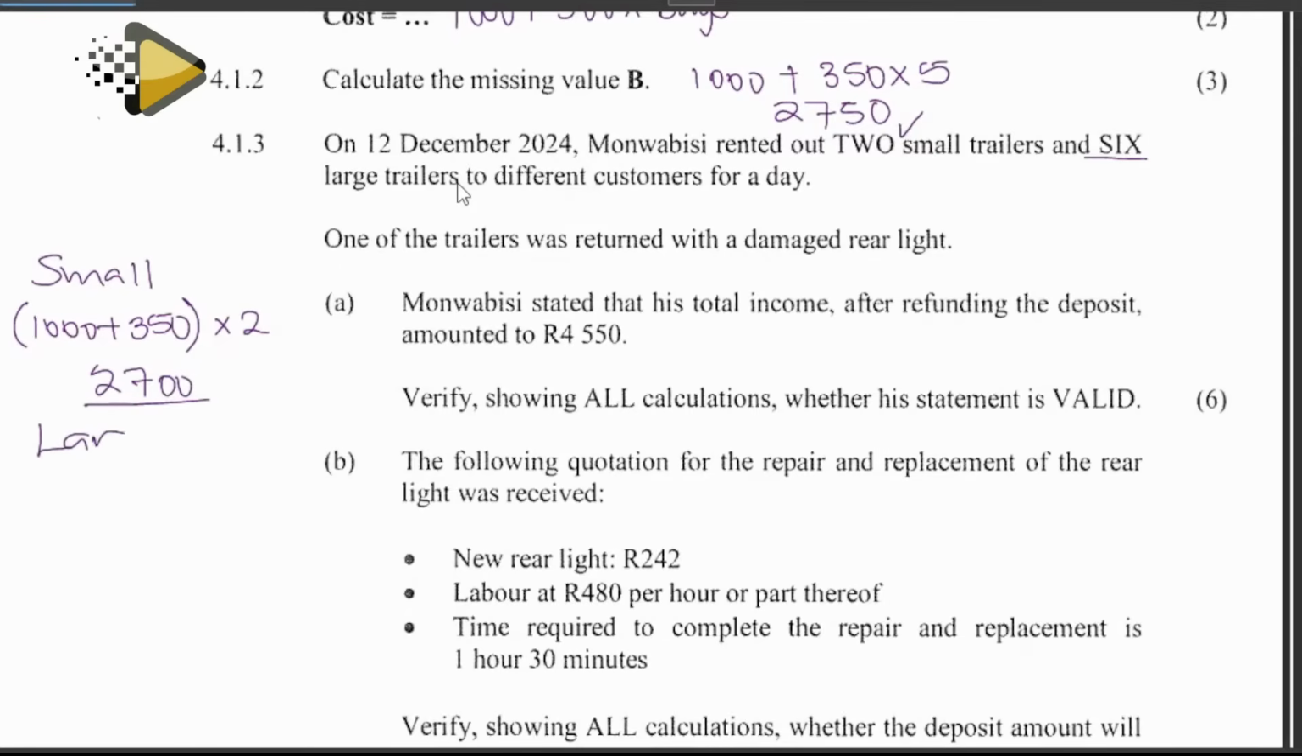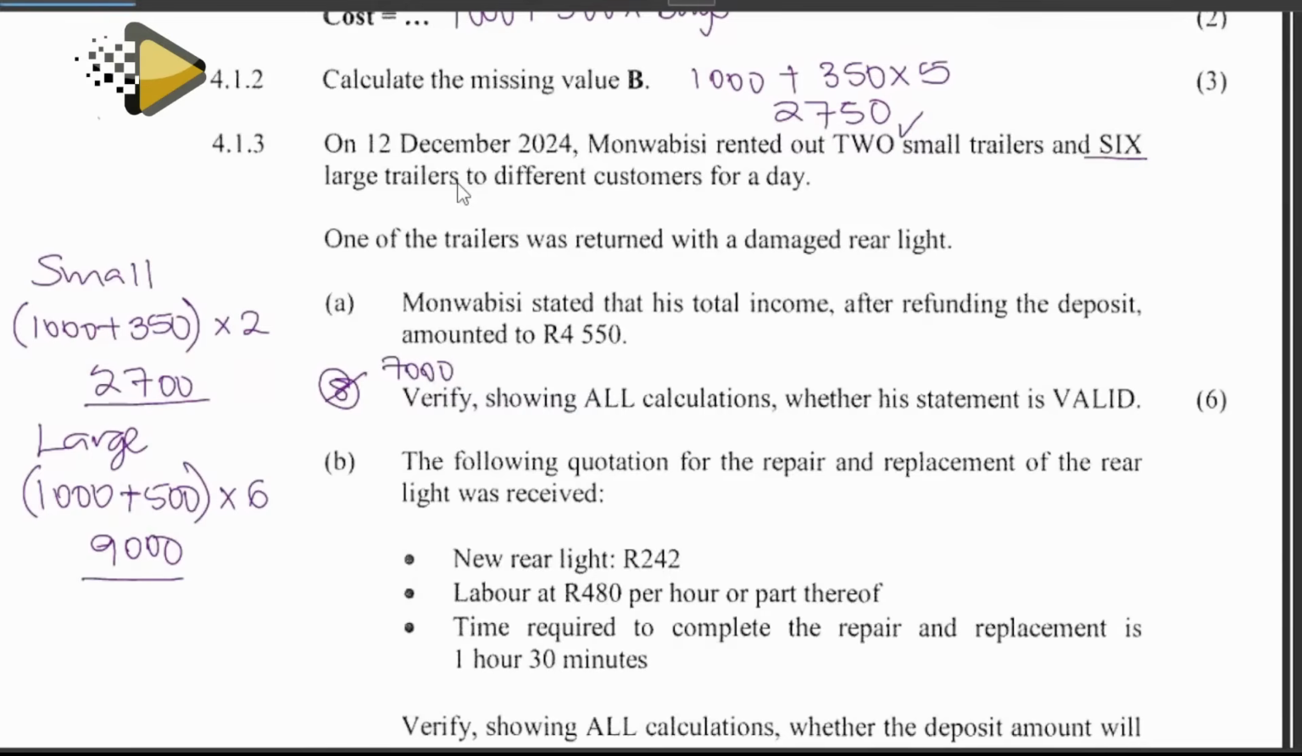Then the large ones, how much was it? Remember, this one includes deposit. So we are saying, okay. So large ones, what will it be? It's going to be 1,000 plus 500 times 6. 1.5 times 6, you have 9,000. So we are looking for the money he gets after refunding the deposit. Now, there were 8 trailers, but 1 had a damage. So of the 8,000, it's going to return 7,000.